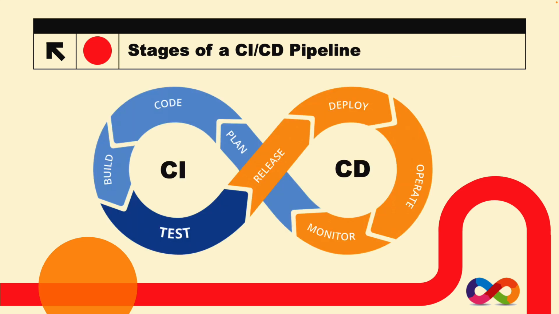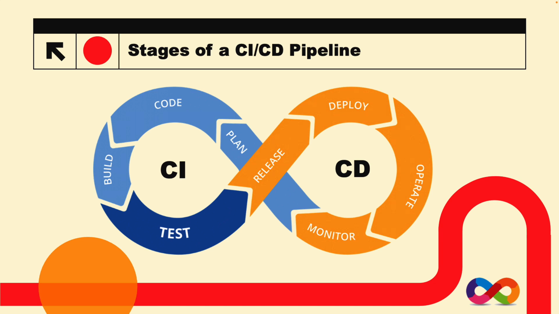The CI stage involves developers frequently checking in their code into a repository where automated processes build and test the code to ensure it meets certain quality standards. The goal is to identify and fix issues early in the development process.